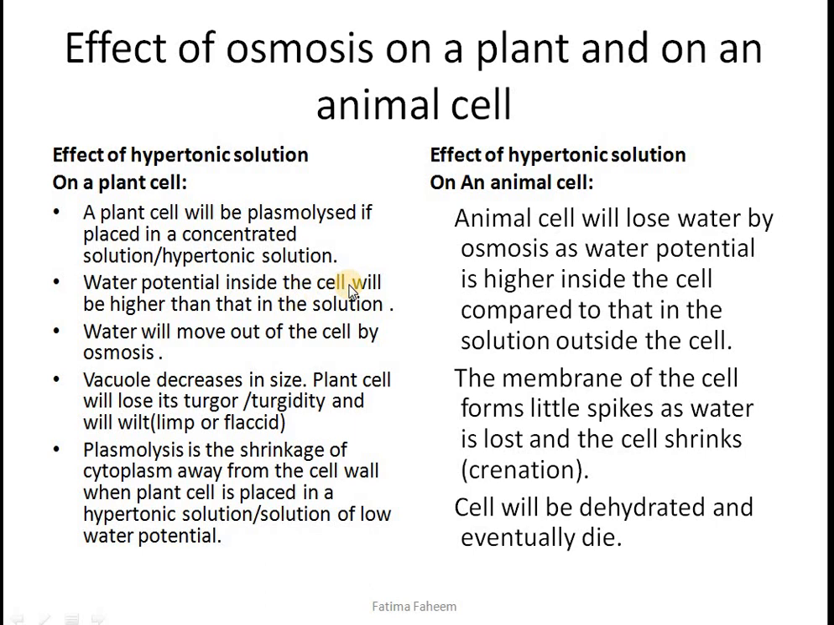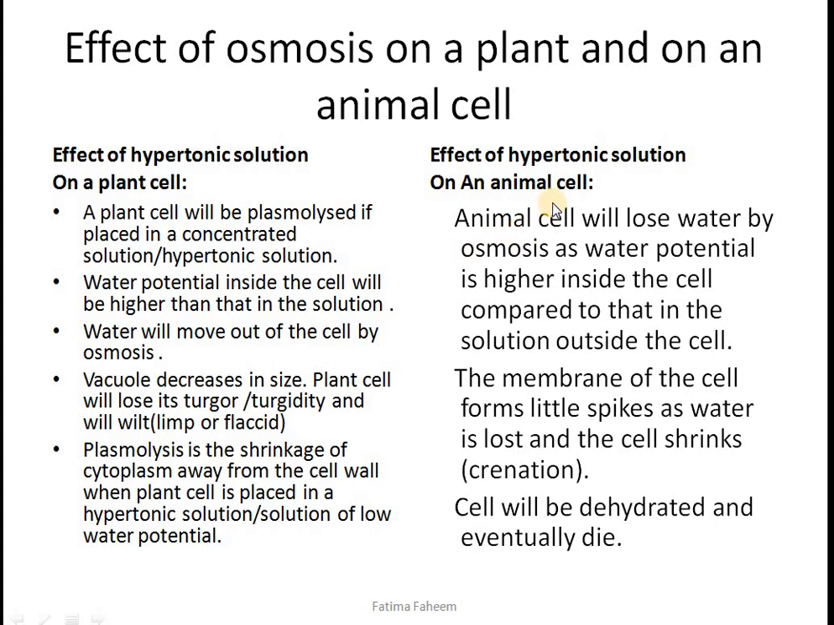Water potential inside the cell will be higher than that in the solution. So water will move out of the cell by osmosis, the vacuole decreases in size, and the plant cell will lose its turgor or turgidity and will wilt or become limp or flaccid. All these expressions are correct and stand for similar meanings. Either write wilt, limp or flaccid, all of them are correct. Plasmolysis is the shrinkage of cytoplasm away from the cell wall when a plant cell is placed in a hypertonic solution, or solution of low water potential.